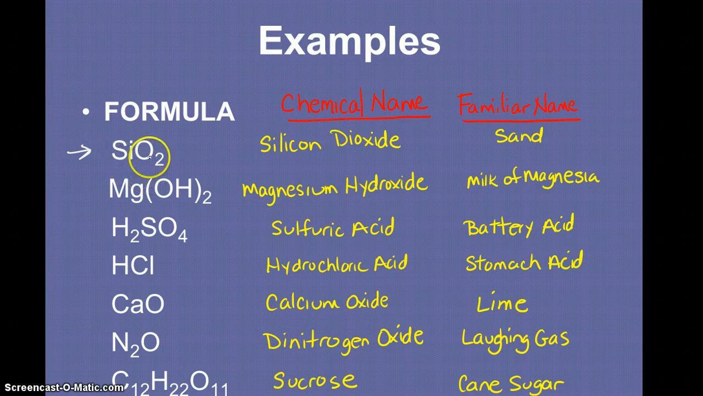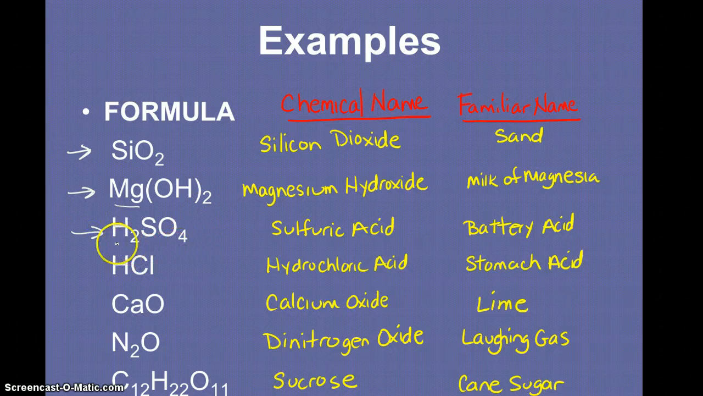Here we have 1 silicon, 2 oxygen. On this one, magnesium hydroxide, there's 1 magnesium. Now when you have parentheses like this, you look at the subscript outside the parentheses and it applies to all the elements within that parentheses. So in this one in particular, this is telling me I have 2 hydrogen, 2 oxygen, 1 magnesium. That 2 right here only applies to the O and the H, known as hydroxide. That is a polyatomic that we'll get to soon.